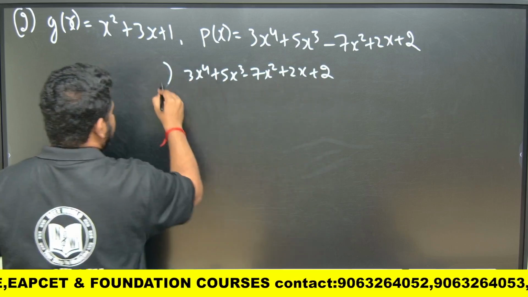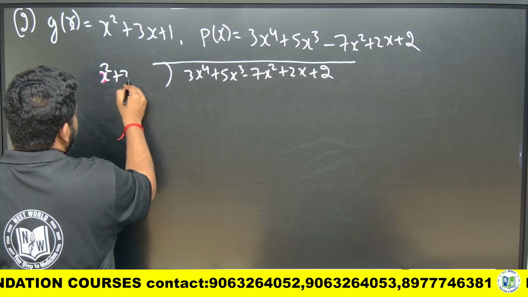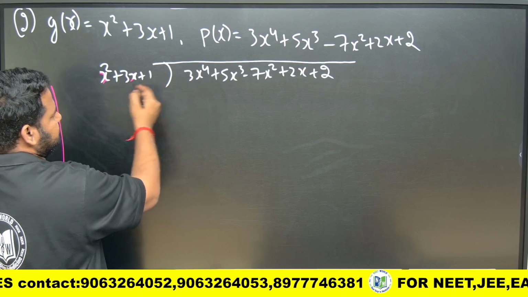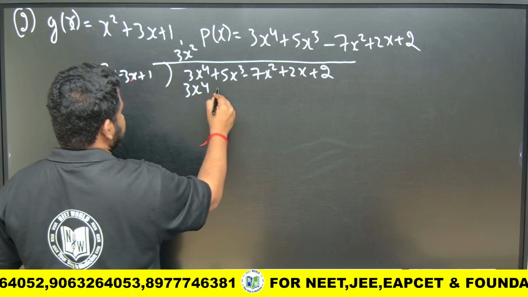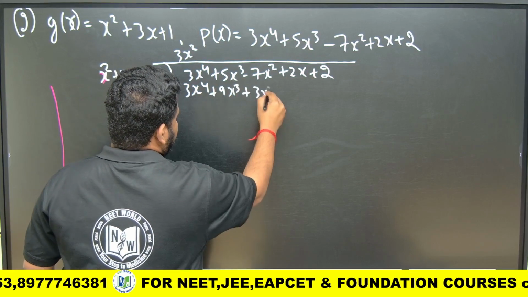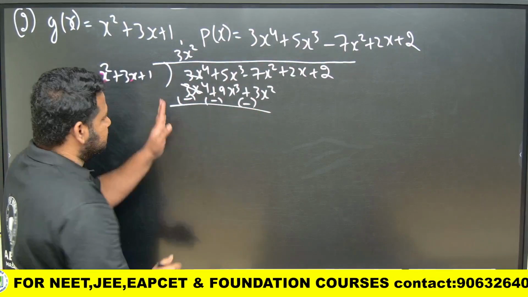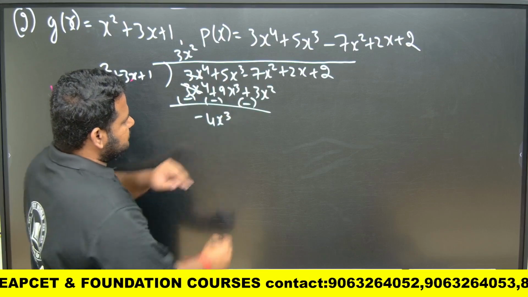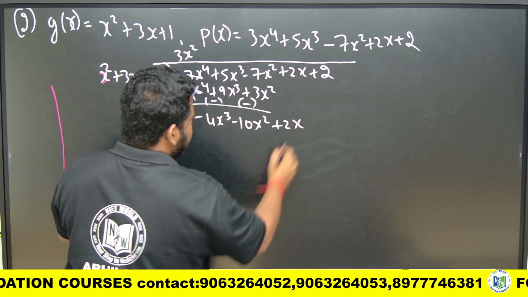Now you are accustomed with this division. Let us do it fast. Divisor is x square plus 3x plus 1. If I divide 3x to the power of 4 by x square, I will get 3x square. This will become 3x to the power of 4 plus 3x into 3x square is 9x cube, plus 3x square. If I subtract, I will get minus 4x cube, minus 10x square, plus 2x.